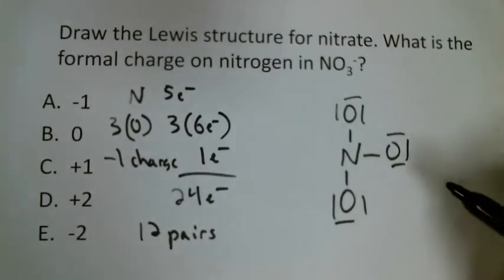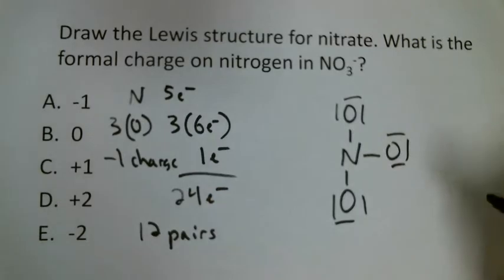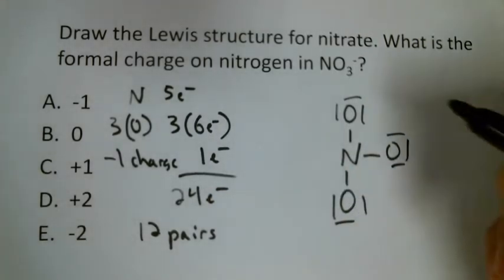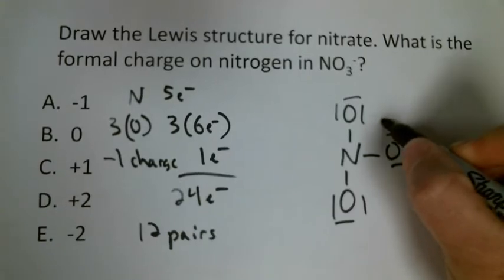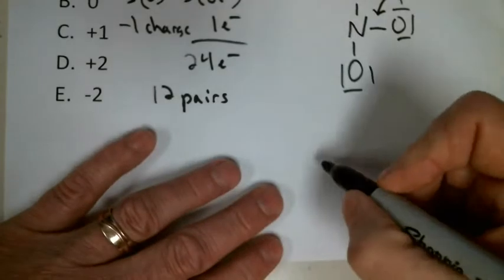And so we're going to do that by taking a lone pair off of oxygen and moving it into a double bond. And we could pick any one of these three. I'm just going to take this one and move it in like that. Slide this up and redraw it.